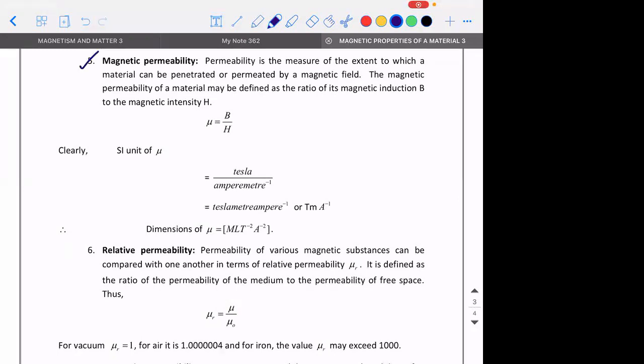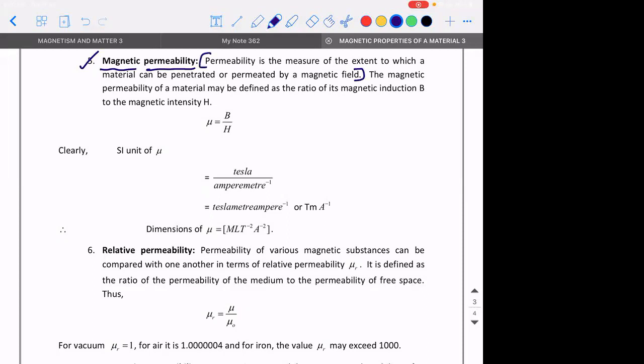Then we have something called magnetic permeability. Till now we were discussing what magnetic permeability is, and now we are going to give a definition to it. Permeability, as the name suggests, is a measure of the extent to which a material can be penetrated or permeated by a magnetic field. It means how much allowance the material is giving for a magnetic field to get generated within itself. That is the basic definition, and the mathematical definition is like this.